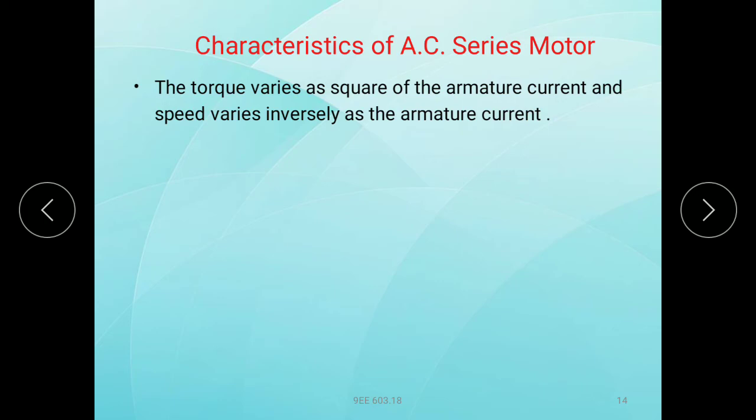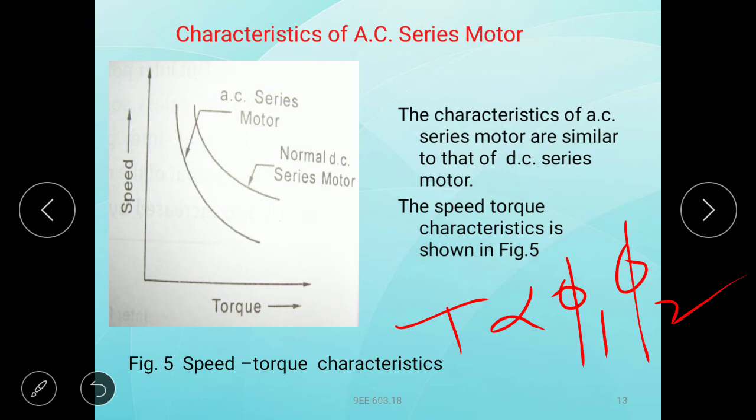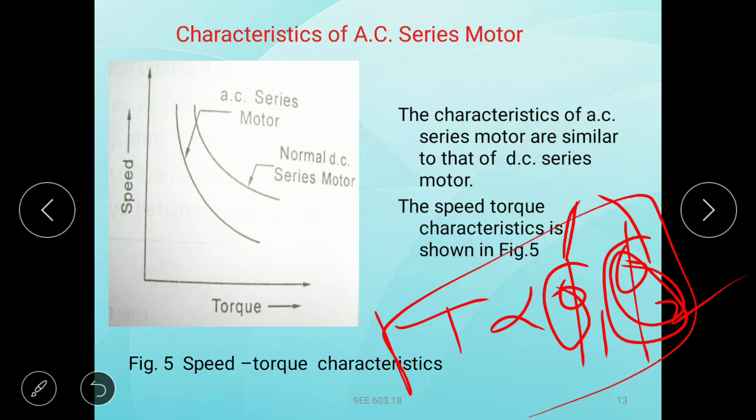Generally, in a DC series motor, the torque is proportional to phi 1 and phi 2. Phi 1 is due to the armature flux, and the other one, phi 2, is the field flux. This combined will give the torque.